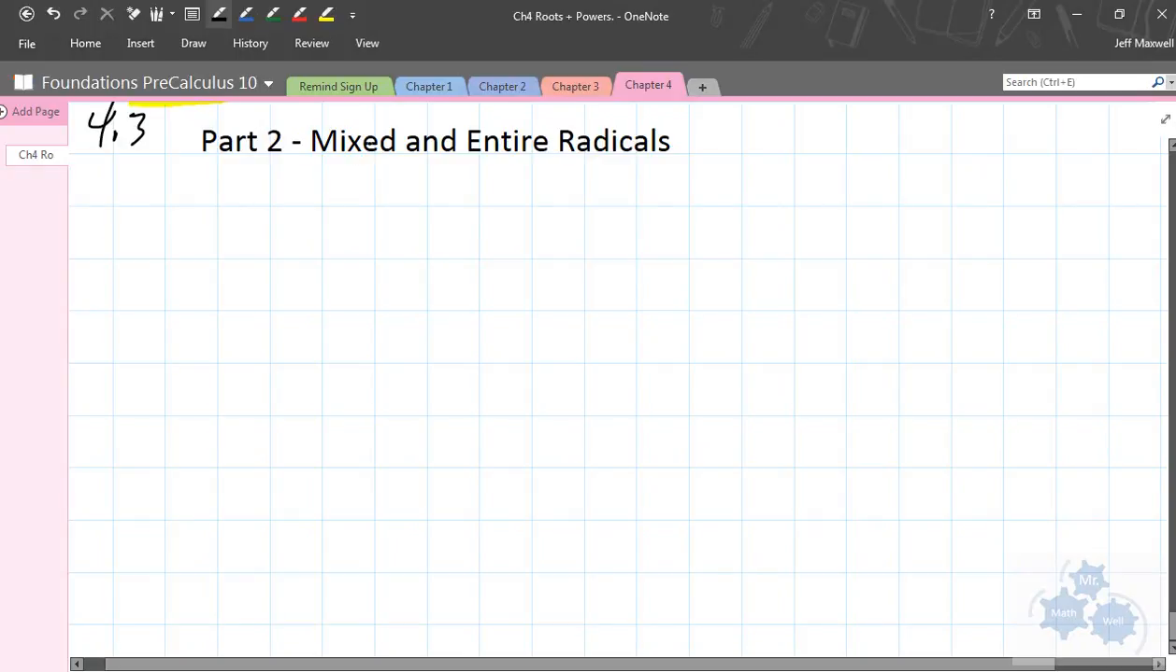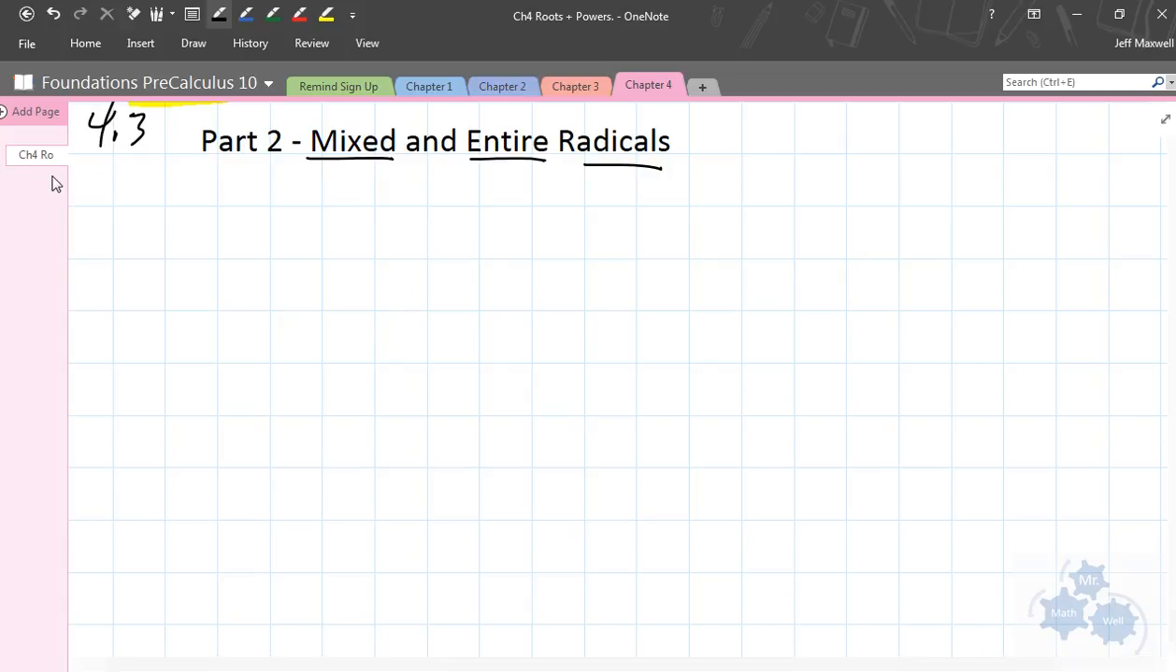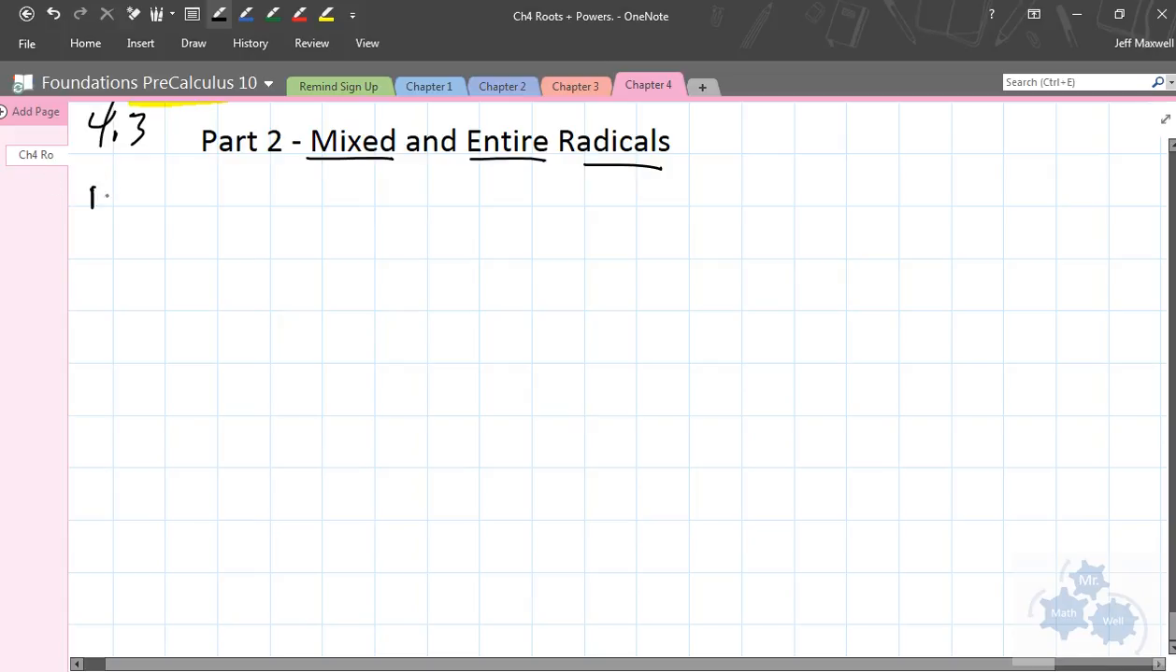So in part 2, we're going to talk about what is a mixed radical and what is an entire radical. But what I want to talk to you first of all is to recall what we've been doing in this last class. So if we have something like the square root of 8, and we're asked to simplify this, okay? Simplify the square root of 8. All right, how many of you remember what to do here?